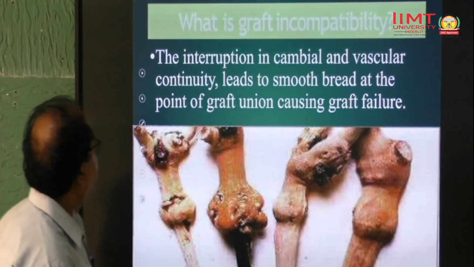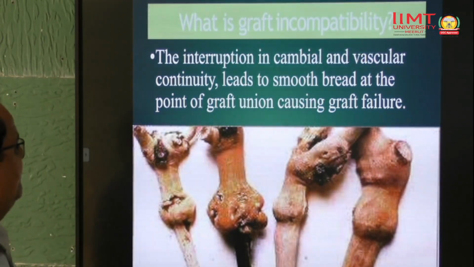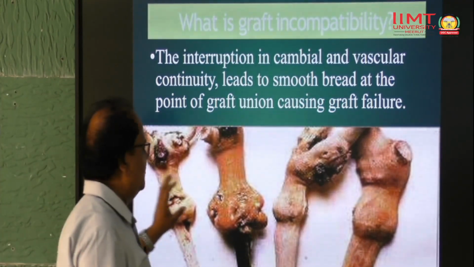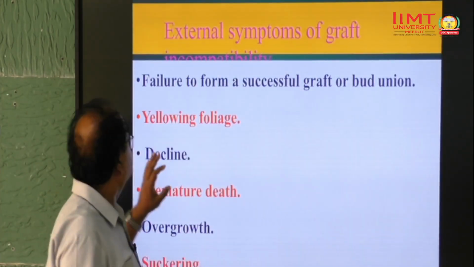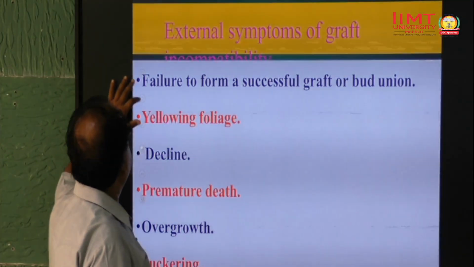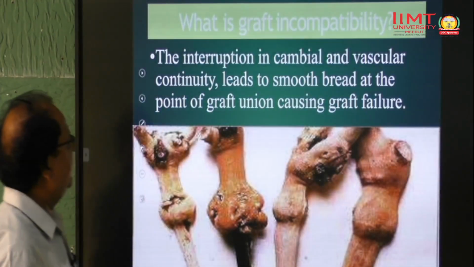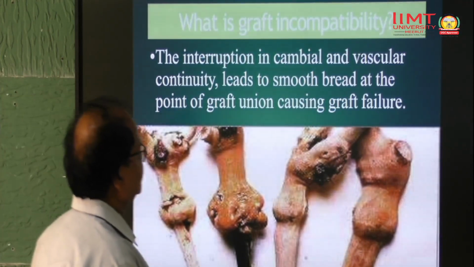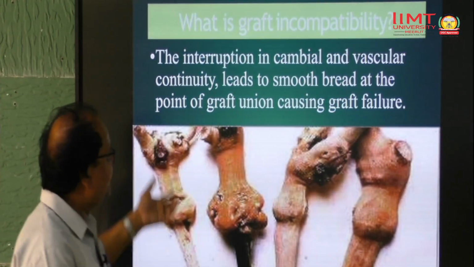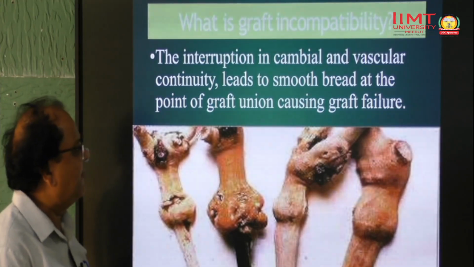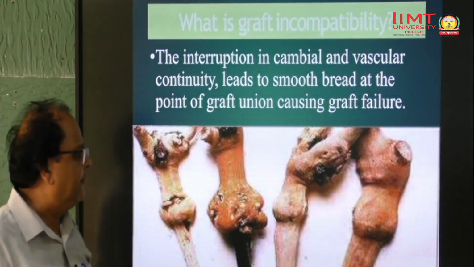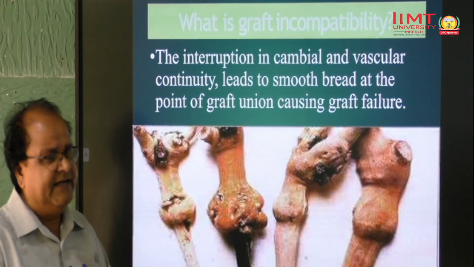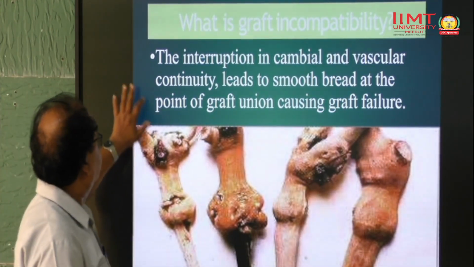So here we see what graft incompatibility is. Graft incompatibility is the failure of the scion and rootstock grafting to form a successful union. The interruption in the cambial and vascular continuity leads to a smooth break at the point of the graft union, causing graft failure. Graft failure depends on the characteristics of the rootstock and scion and how they vary to each other.